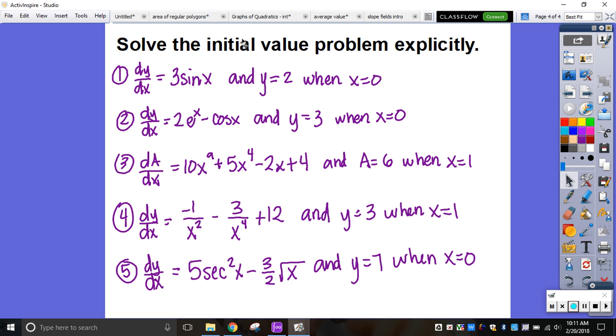So this is a set of problems to practice finding the particular solution, and these again involve some trig, some exponentials, some negative exponents to kind of just get you in the habit of practicing integrating those types of functions. So please work through these for class tomorrow as well.